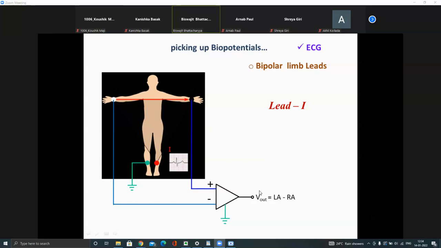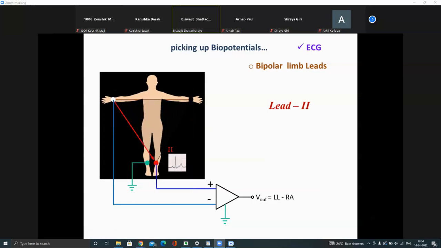So what is the output of the op amp? The output voltage of the op amp is the voltage at left arm minus voltage at right arm. So V out is VLA minus VRA. That voltage is found, so that ECG potential or the heart potential is captured. So when heart activity is going on, some voltage is found across those two terminals.